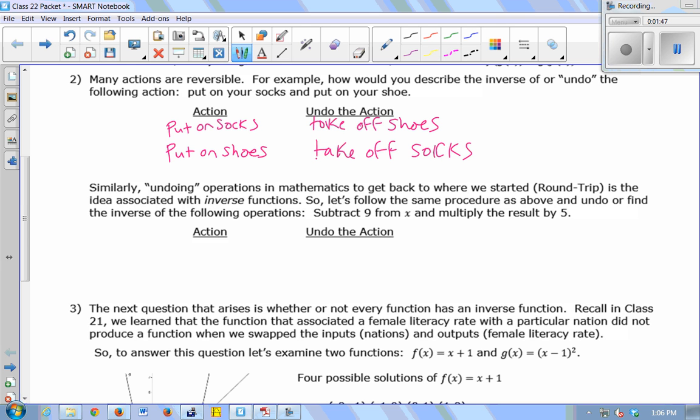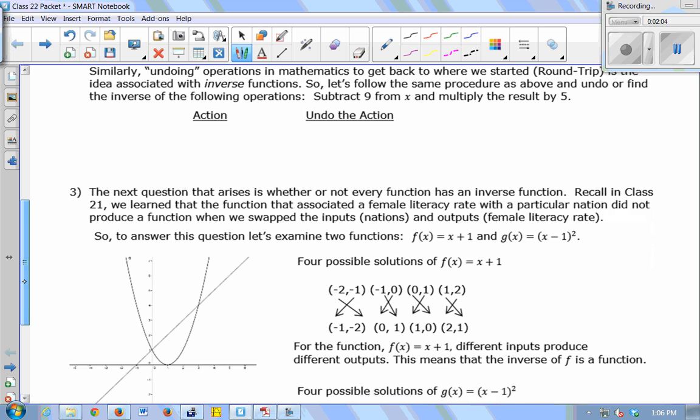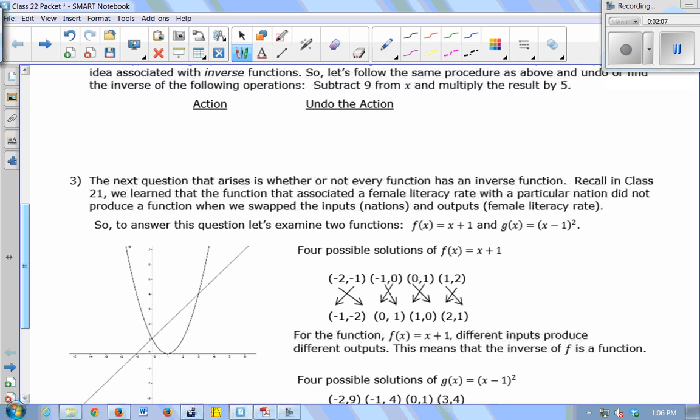Okay. So similarly, undoing operations in mathematics, to get back to where you started, to make a round trip, is the idea associated with inverse functions. So we're going to follow the same procedure as above, and we're going to undo or find the inverse of the following operations, right? So if I subtract 9 from x and then multiply the result by 5, so first I'm going to subtract 9 and then multiply by 5.